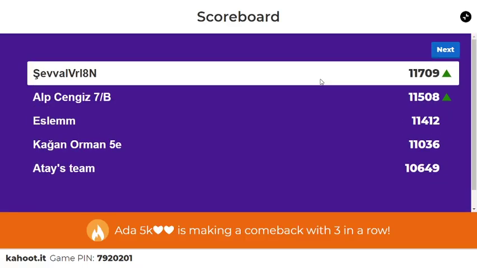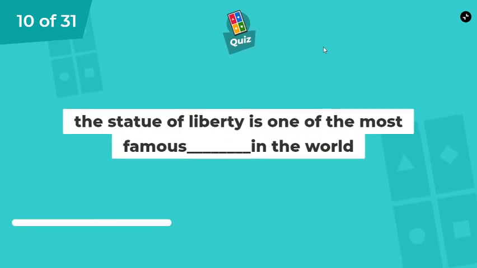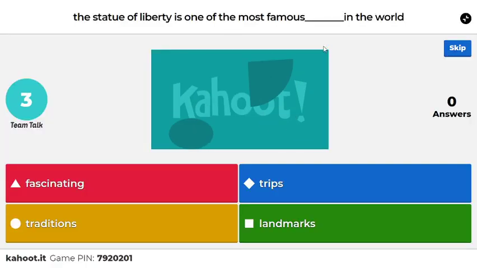Şevval is number one. Alp Cengiz is number 2, Eslem is number 3, Kaan is number 4, and Atay is number 5. By the way, Atay is making a comeback with 3 in a row and she restarted her fire. Congratulations, Ada. And Şevval, also I congratulate you at heart because you're number 1 now. Okay, question number 10. The Statue of Liberty is one of the most blah blah blah famous blah blah blah in the world. Fascinating trips, traditions, or landmarks.